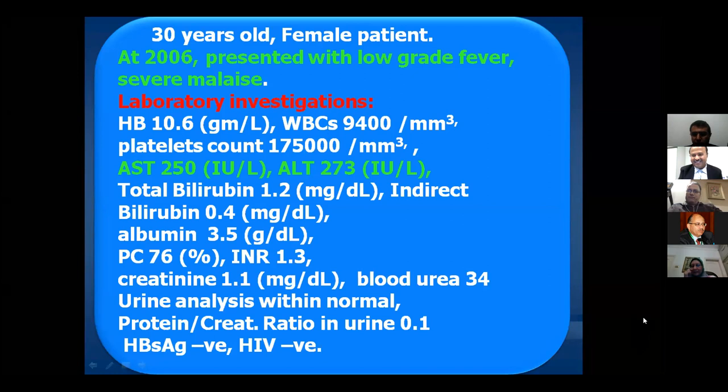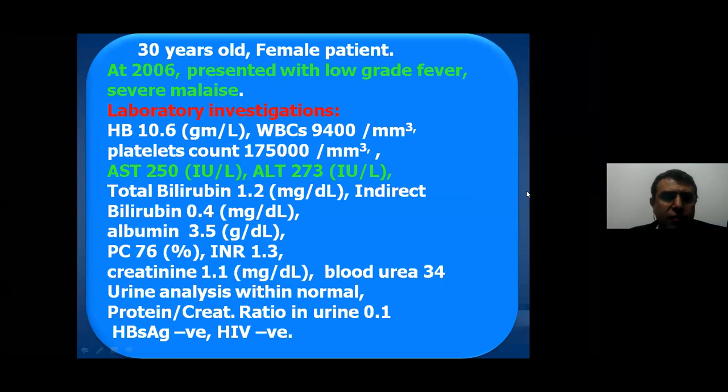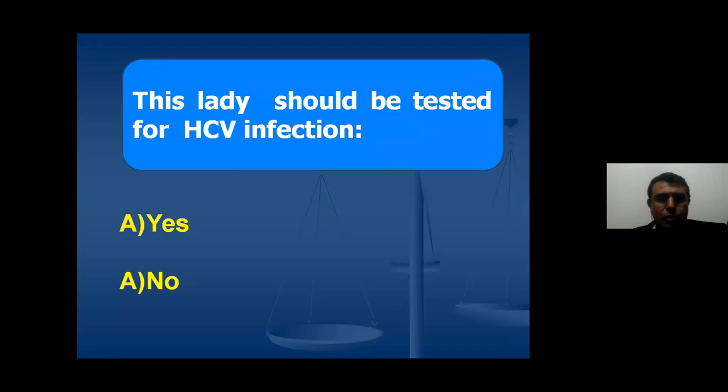A 30 years old female patient. She developed in 2006, presented with low grade fever and severe malaise. Her investigations were within normal, apart from elevated liver enzymes, AST 250 and ALT 273 international units. Otherwise, her investigations are within normal. Please help me with the questions because I will ask, and please you can answer with me. Share with me, please.